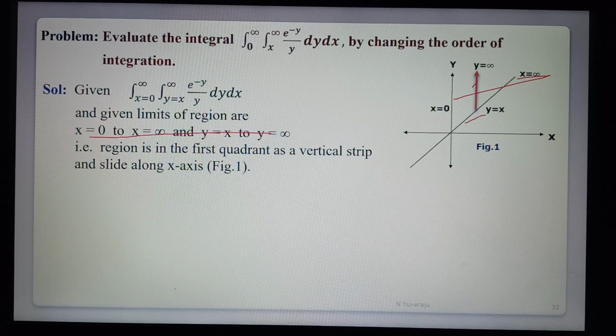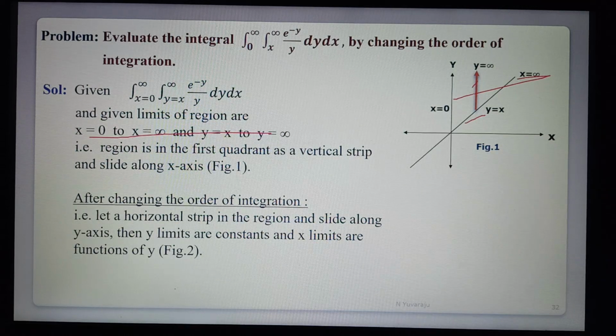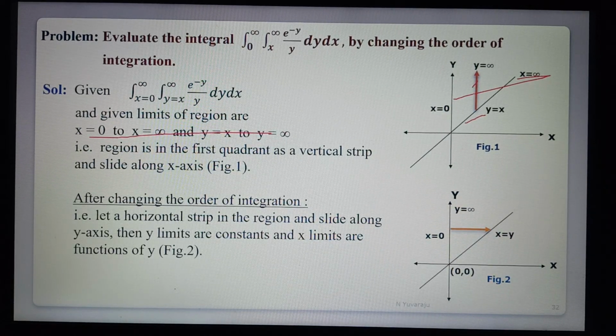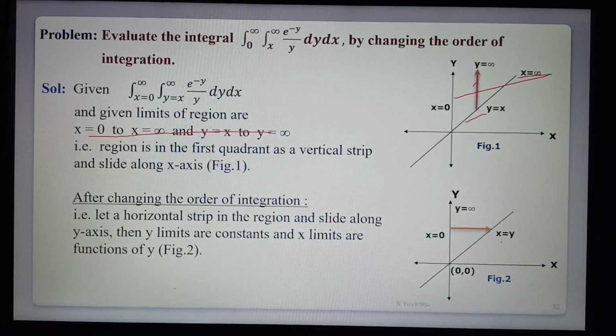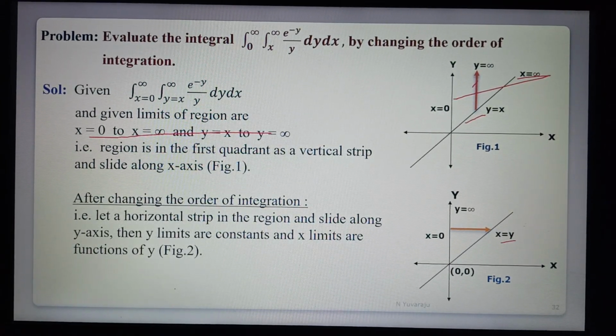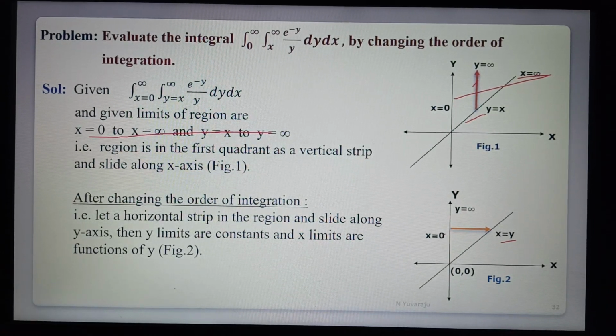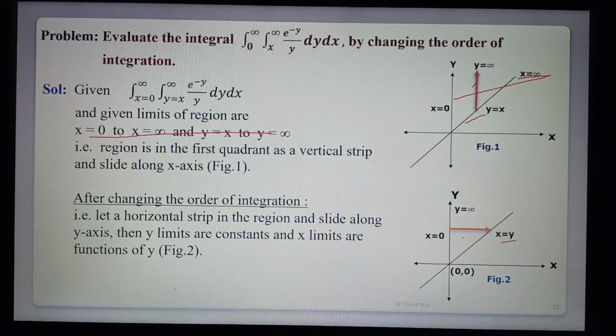So now changing the order of integration. Let a horizontal strip in the region slide along the y-axis. Then y limits are constant and x limits are functions. See the graph, same region, no change. But here the line is passing through the origin, the line is changing the order. So this is y is equal to x, then x is equal to y here, okay, and x is equal to 0 up to y is equal to infinity. Now choosing the horizontal strip, and the horizontal strip means you can slide along the y-axis.